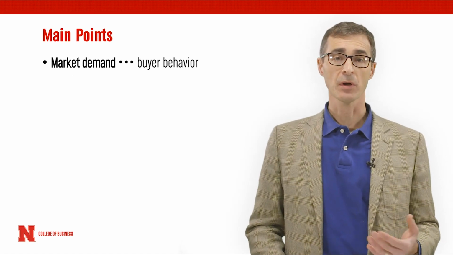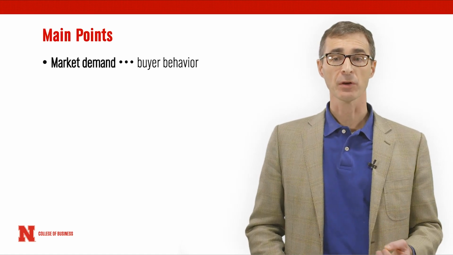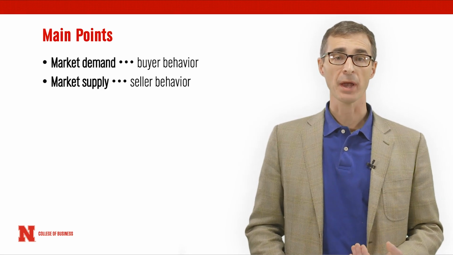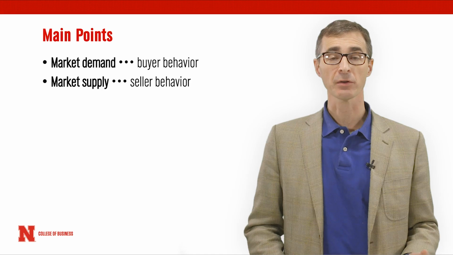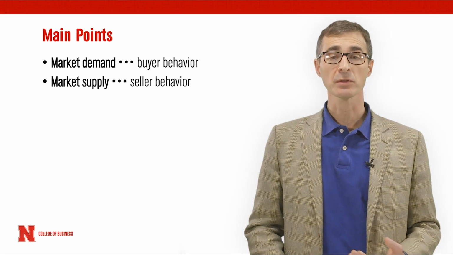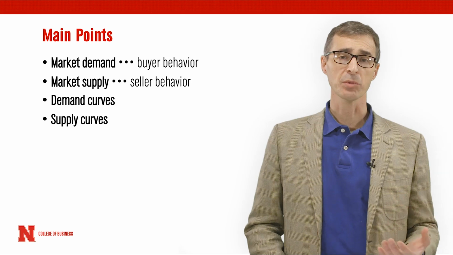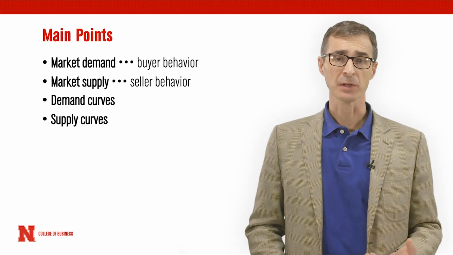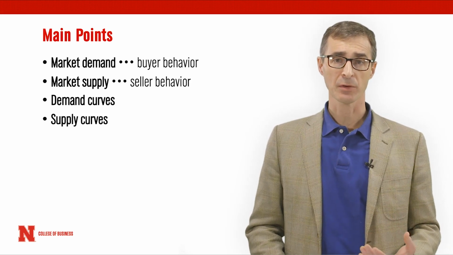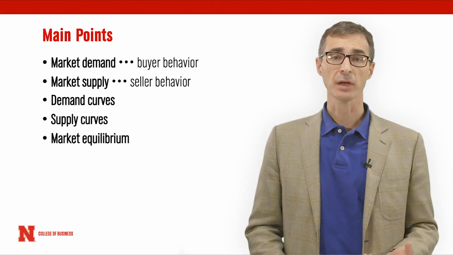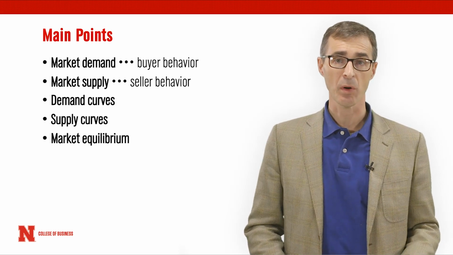Some of the main points are the following. Demand curves describe the behavior of buyers and tell you how much will be bought at a particular price, while supply curves describe the behavior of sellers and tell you how much will be sold at a particular price. Demand curves and supply curves are ways to graphically illustrate the underlying behavior of the buyers and sellers in the market. The market equilibrium is the price at which the quantity demanded equals the quantity supplied.